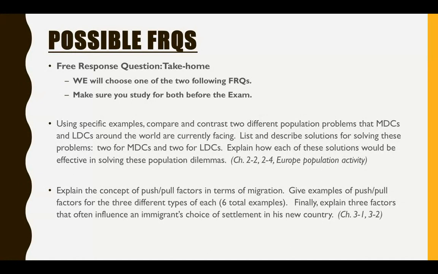But you have basically 2 options for this FRQ. We will give you the FRQ. And so right here, I am telling you right now, there are 2 options for you. All right, you can read them right here. One of them deals with push and pull factors, basically, for migration. And you can see the other one looks at some of the problems between more developed countries and lesser developed countries when we look at some of the population problems they may see.